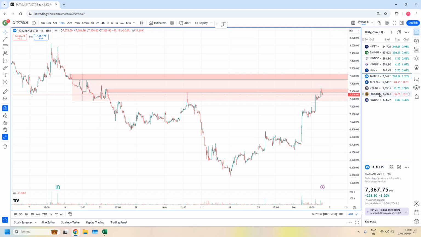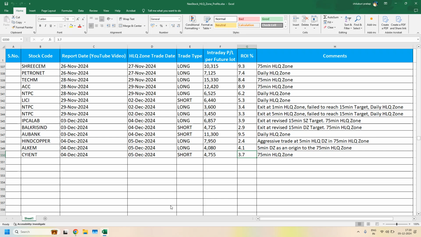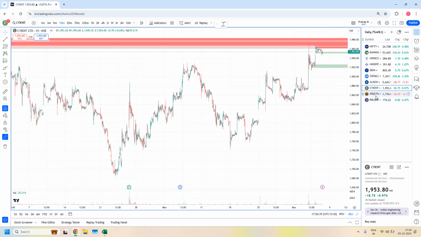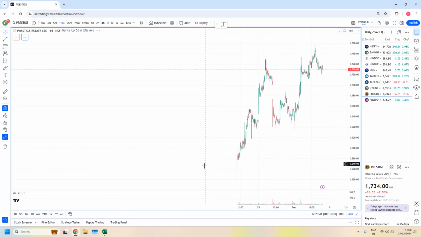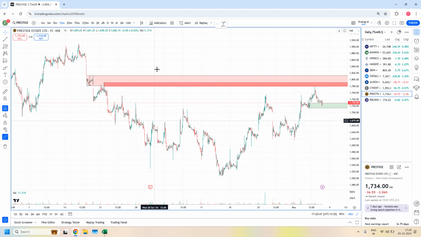Alkem we discussed. Cyient we discussed. And next one is Prestige. In Prestige Estate, this is a 75 minutes high liquidity supply zone.